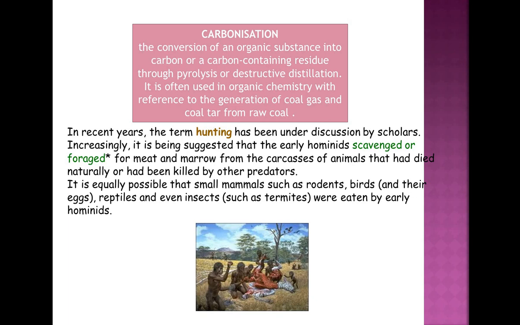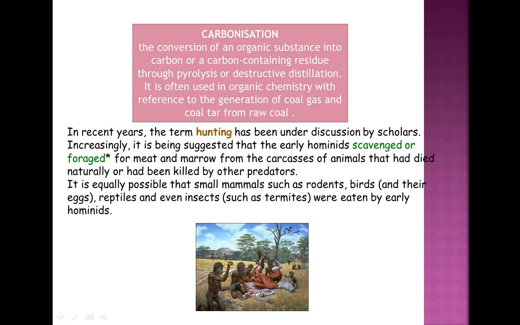Do you remember the second figure? They scavenged or foraged. Foraged means collecting in a rough way, quickly gathering things, like animals for meat and marrow from the carcasses, that is, the dead remains of animals, as you can see in this picture, that had died naturally or had been killed by other predators. So this is how they did it, foraging, just like animals, scavenging on it. That was done by hominids, the second species of the evolution.